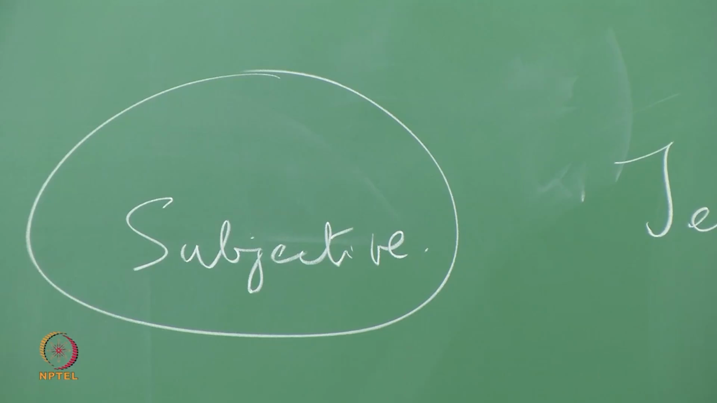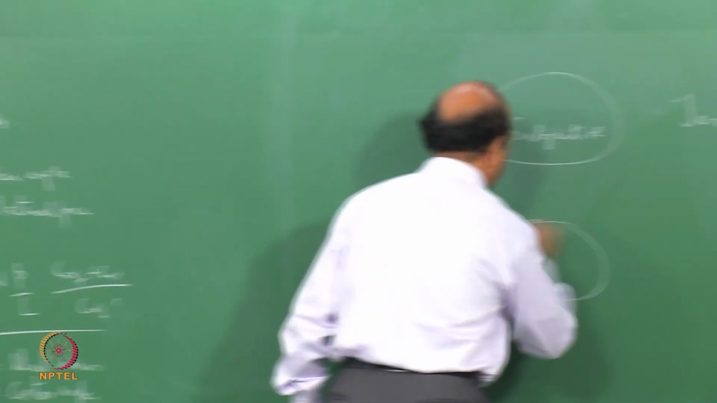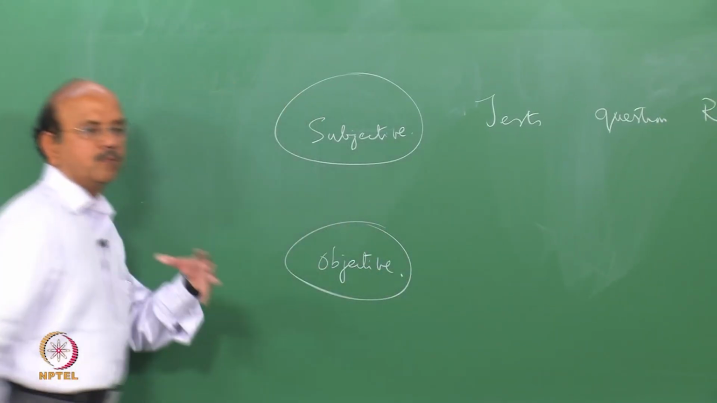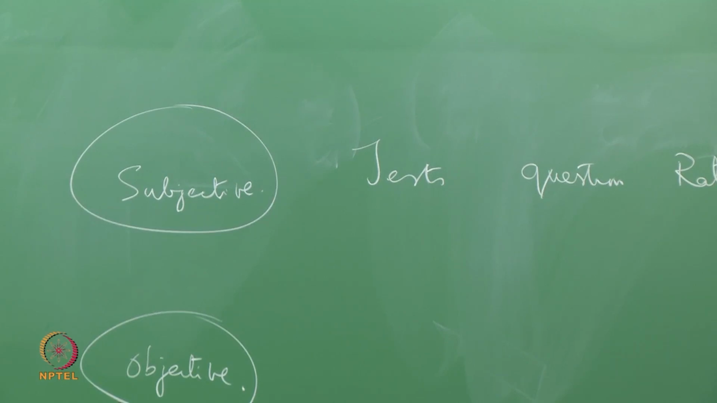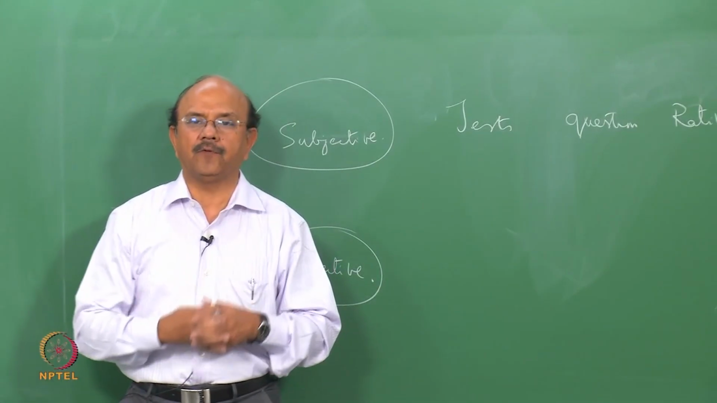The subjective evaluation has to be interfaced or correlated with objective evaluation. Okay? So there is a test procedure, of course, and there is an objective. What do we mean by objective evaluation?